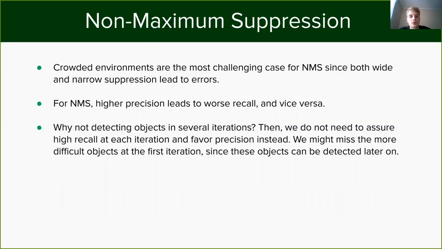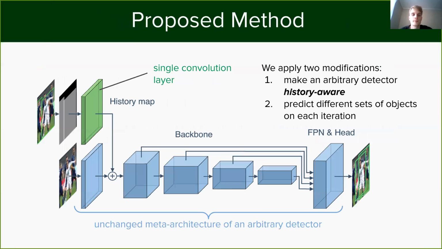Why not detect objects in several iterations? First, we don't need to assure high recall at each iteration and favor precision instead. We might miss the more difficult objects at the first iteration, since these objects can be detected later on. This iterative idea is the base of our method.